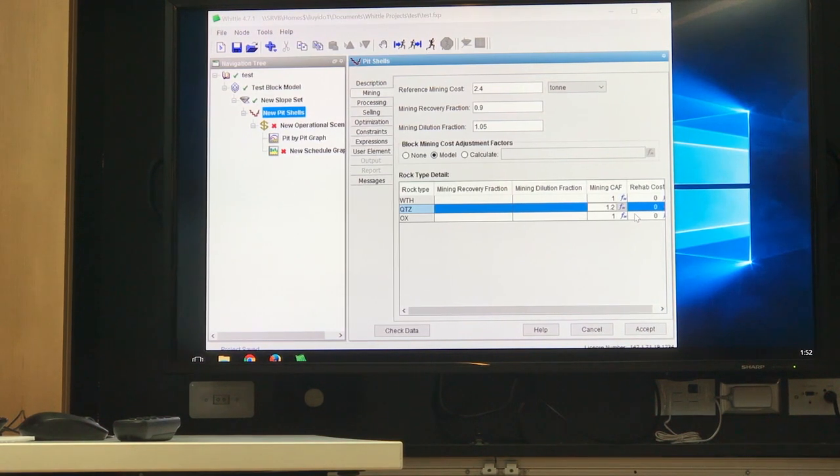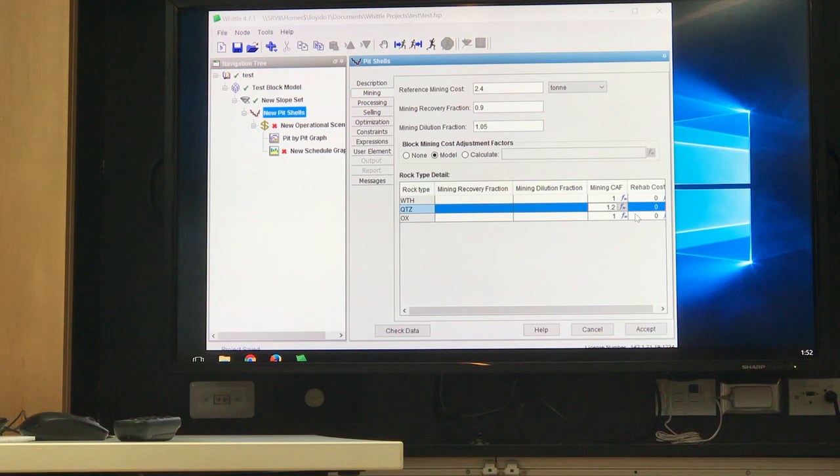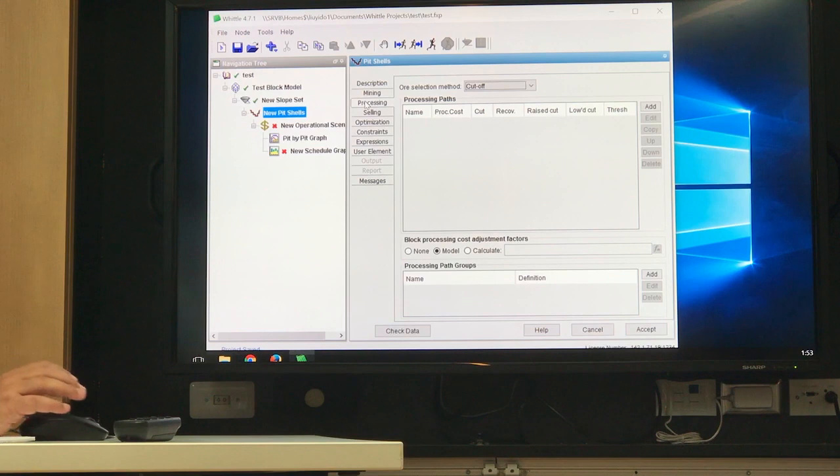So if you have this information in your block model, you could put these numbers here, and that would reflect in the model that you're running. In this case, I'll keep it simple, so 1, 1, 1. But these are the different things you could play with in order to change the mining cost in different areas of the block. The next one is the processing.